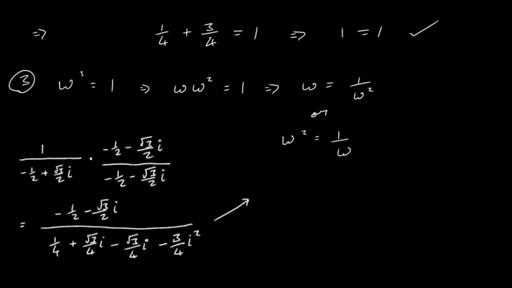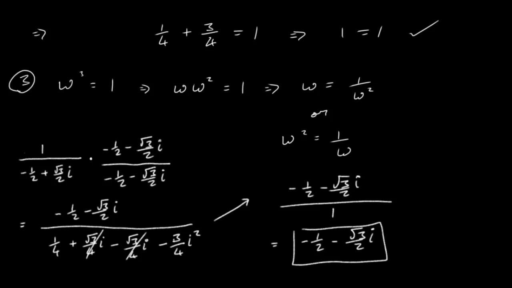Now if we have a look at this, on the top we just have minus a half minus root 3 over 2i, and then on the bottom these two here will cancel, and here we have an i squared which is just minus 1, so this will change to a plus 3/4. So we have a quarter plus 3/4 which is 1, so this is all over 1, so we finish up with minus 1 over 2 minus root 3 over 2i.